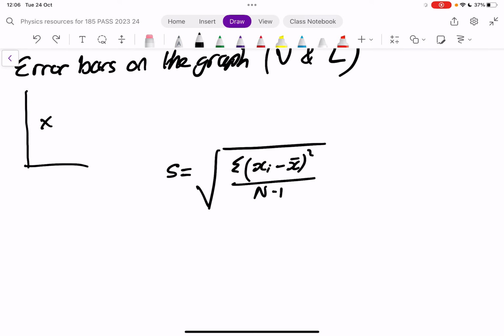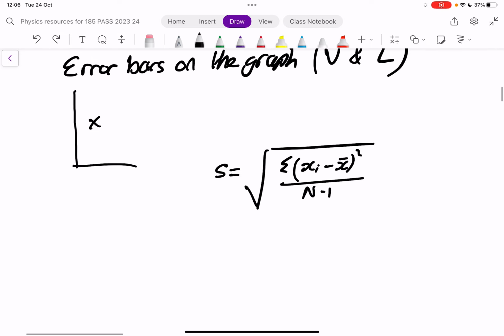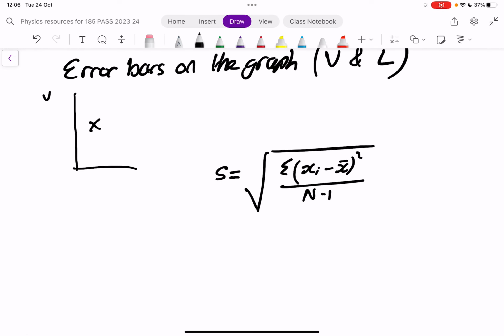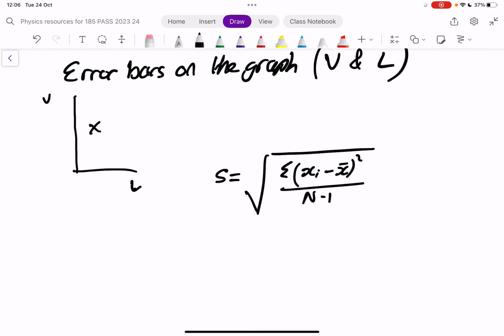It's worth noting that if, when you add an error bar, it's actually not big enough to plot on the graph, then you can still represent the errors on the graph. So for instance, if we've got voltage and length, if I work out the error bars and they can be plotted to be seen, that's fine. That's what I should do first. And I'll need to calculate an error bar for every point.